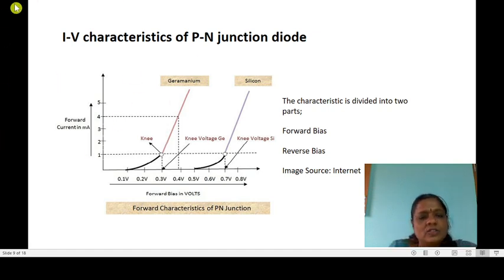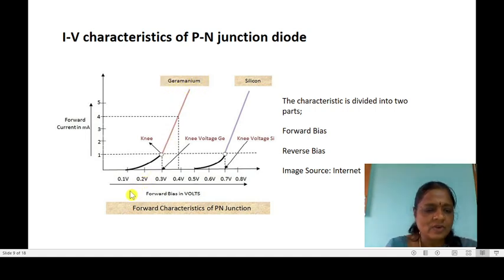So here in this figure I showed the IV characteristics of both the semiconductors, that is germanium and silicon. Don't get confused by these two graphs. Only one x-axis and y-axis have been drawn, but these are different curves. This is the characteristics for the germanium and this is the characteristics for the silicon. Let us study what this knee voltage is. First, let us study the germanium.